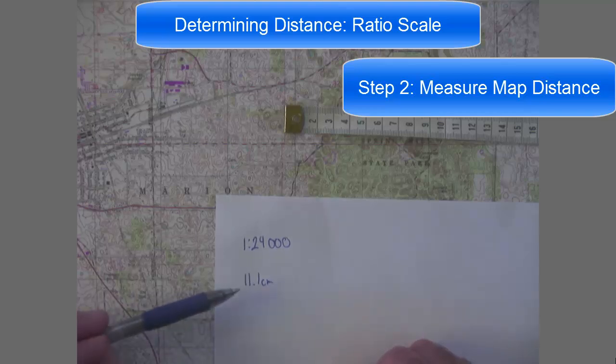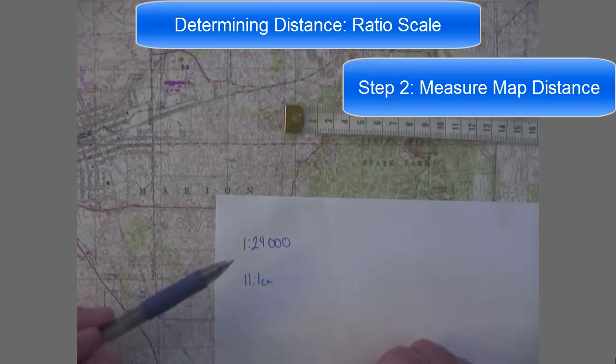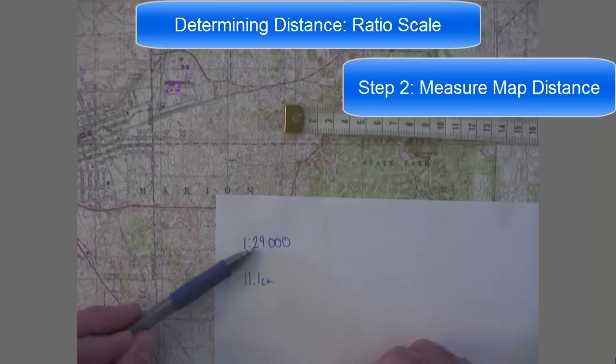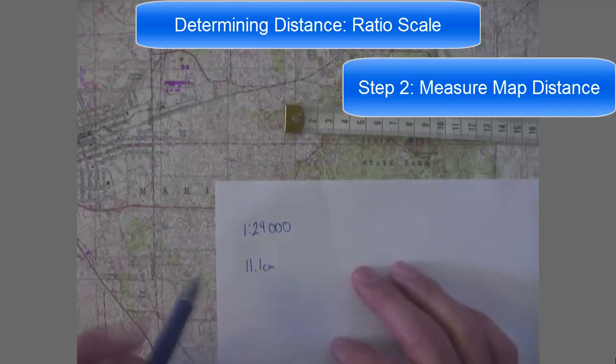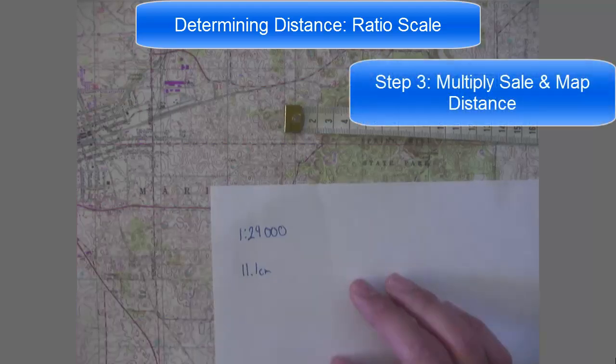So how do I then take this and convert it into a real measurement? Again, this scale, 1 to 24,000, is describing that every unit that I measure, it's really 24,000 times that. So all I need to do to get this into a real world measurement is multiply the two together.